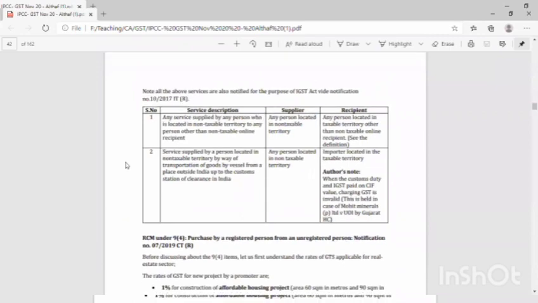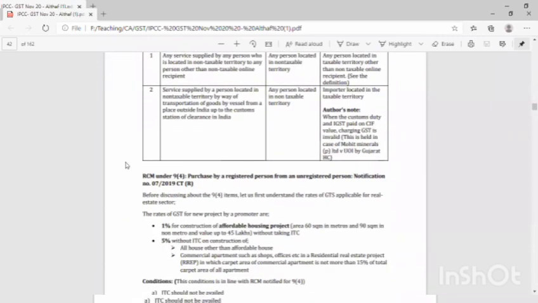Now I told you that there is another RCM, section 9(4). Earlier we had another RCM: whenever a registered recipient purchases from an unregistered supplier, the registered recipient has to pay the GST under RCM.